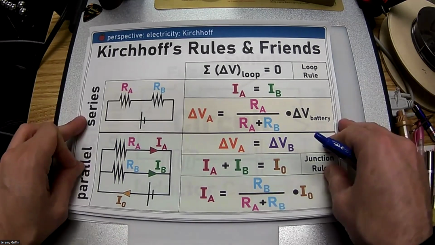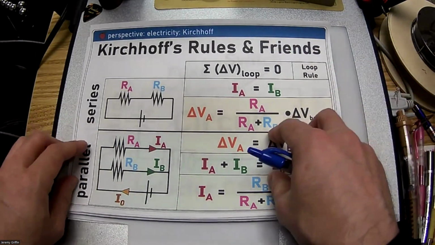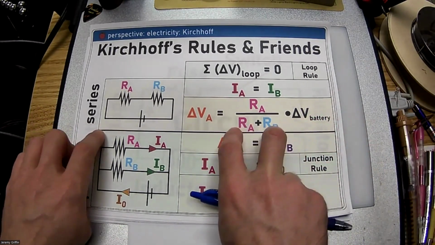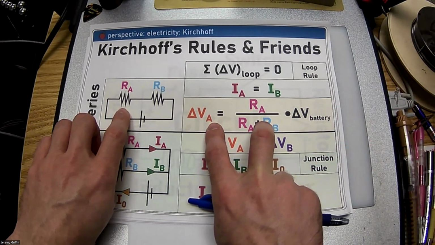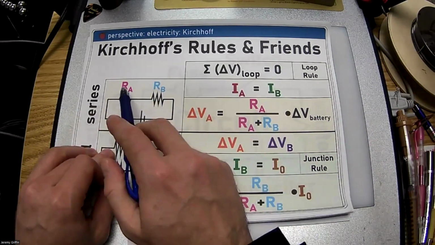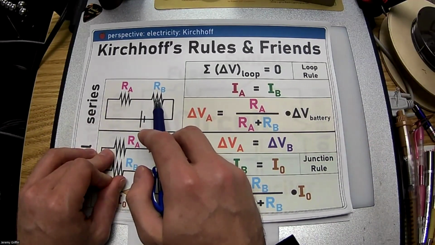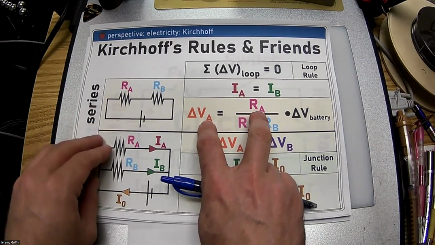Tell you what, while I have this page out, let's look at it because there are a few questions coming about other parts of this page. So for series, look up here. The voltage drop across each one of these is proportional to the resistance. If it was 1 ohm and 9 ohms, there would be more voltage drop over the 9 ohms than the 1 ohm. It's just proportional. So that's for series.